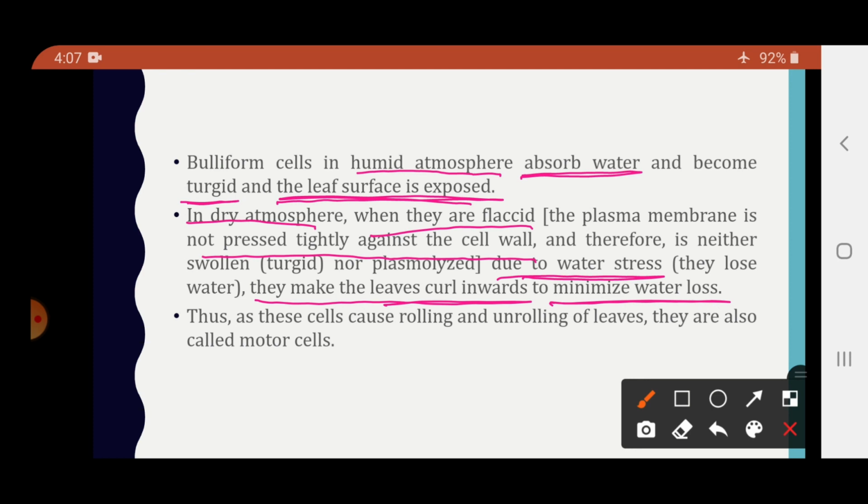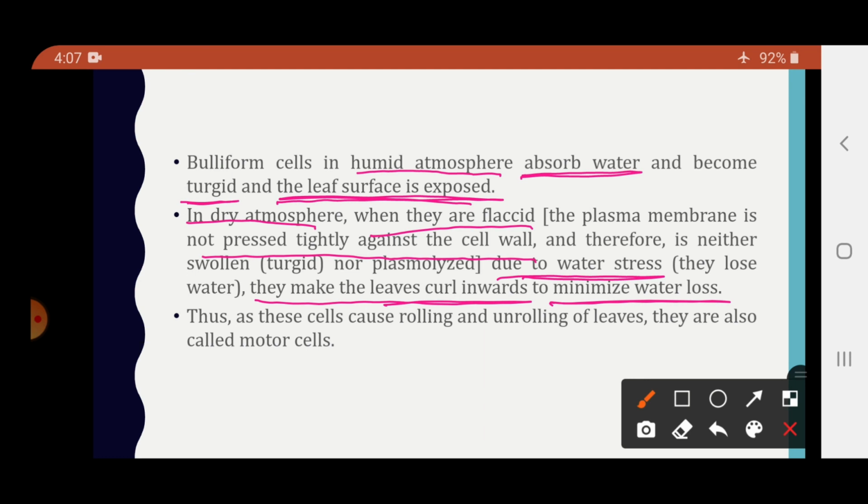So bulliform cells, they are responsible for movement of leaf. They are responsible for rolling and unrolling of the leaf. Dry season में वो leaf को roll करेंगे, humidity या humid atmosphere में वो leaf को unroll करते हैं.